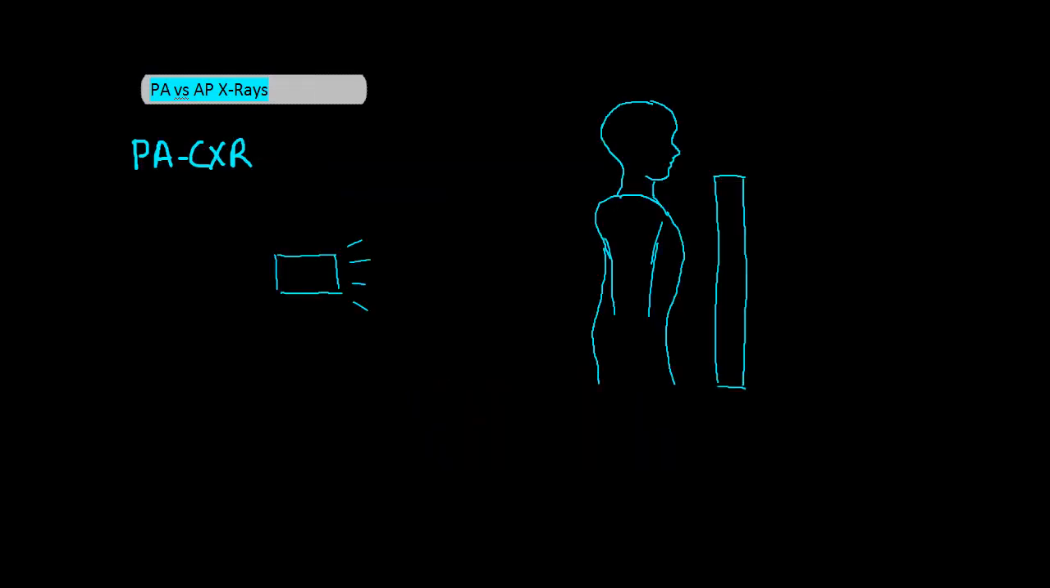So first up is the PA chest x-ray, or posterior anterior chest x-ray. This is really your gold standard for chest x-rays, and ideally you'll want all of your patients to take this type of film. However, you'll learn that this is not possible all the time due to circumstances such as how sick or stable a patient is. The reason we can't take PA films for everyone is that it requires the patient to be standing up.